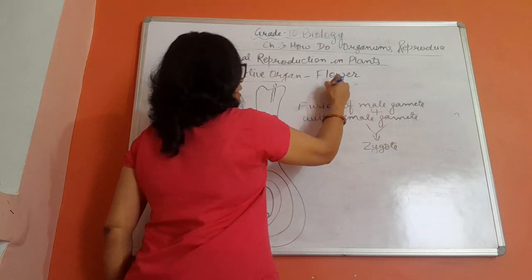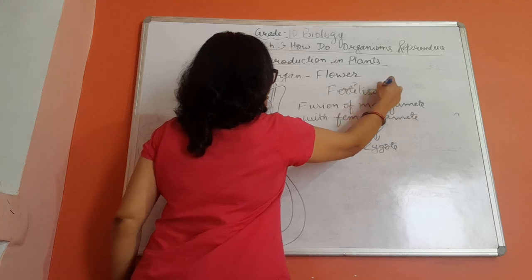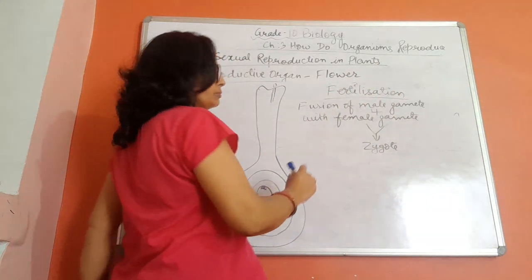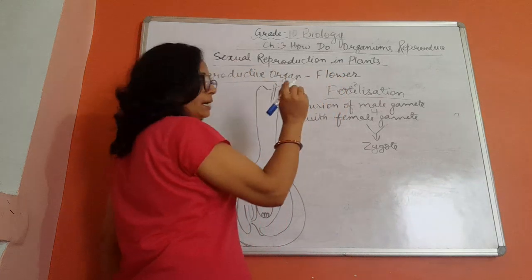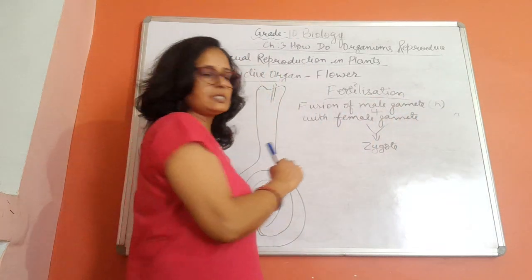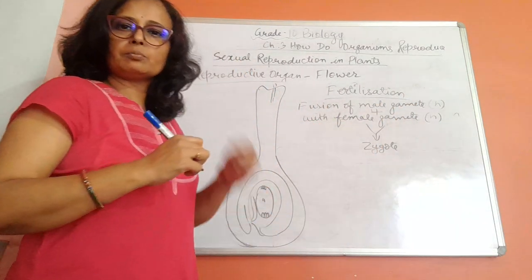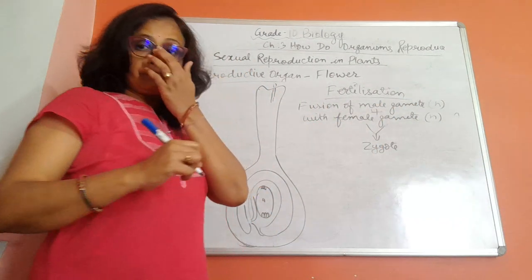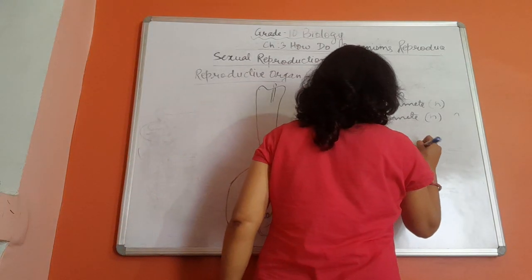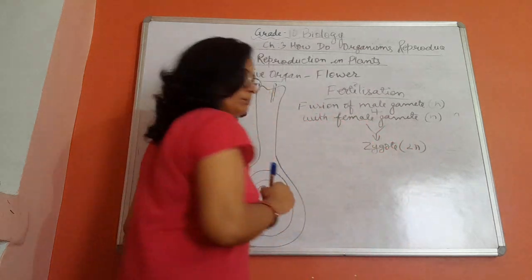So this is fertilization, fusion of male gamete with female gamete, and because of fusion, zygote is formed. Keep in mind that male gametes are haploid, means half number of chromosomes. At the same time, female gametes are also haploid, that means half number of chromosomes. And zygote is the fusion of male and female gametes, so the chromosome number is going to become complete. This is diploid, 2n, diploid.